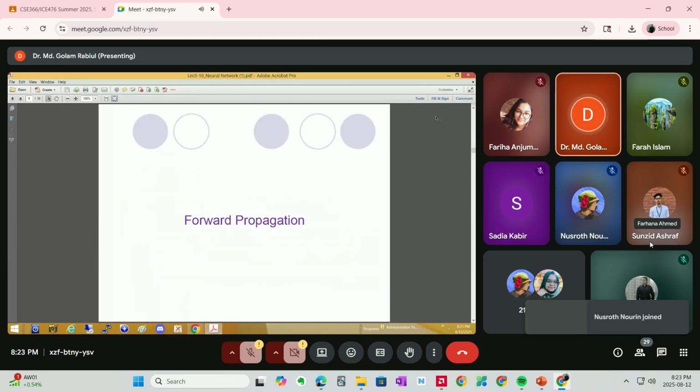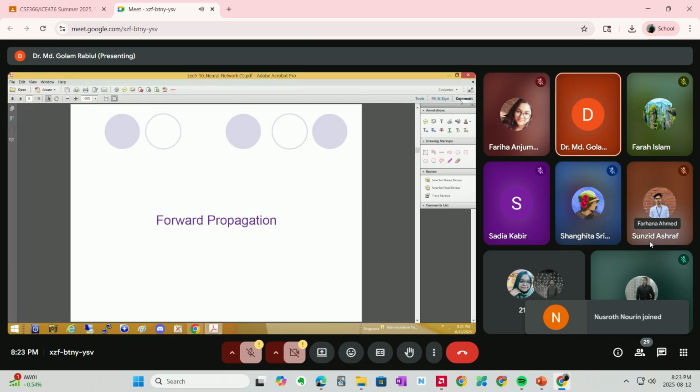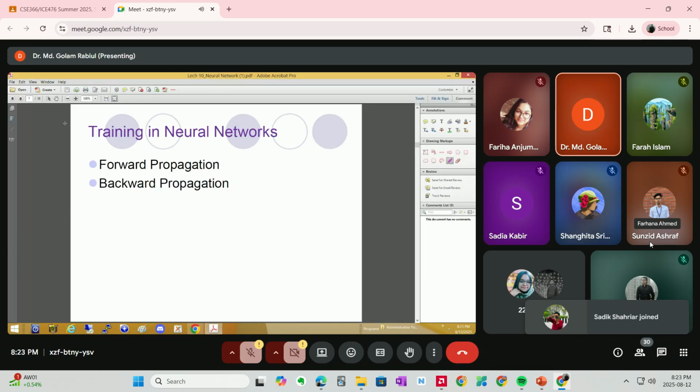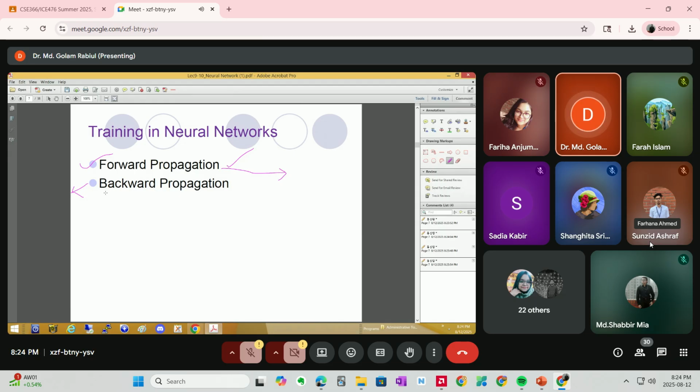Now, last lecture we started the discussion on neural networks. As I mentioned in our last lecture, neural network training has two phases. The first phase is forward propagation, and the second phase is backward propagation. In our last class, we discussed forward propagation, and in this class, we will discuss backward propagation. The target of forward propagation is to find the predictive results. The backward propagation is responsible for updating, or adjusting, the weights.